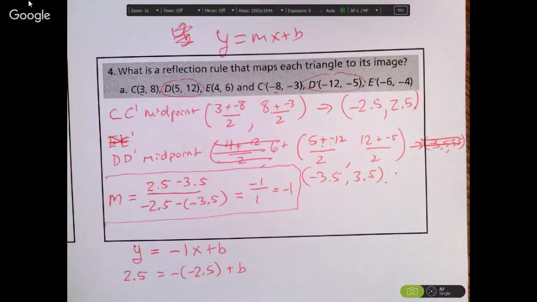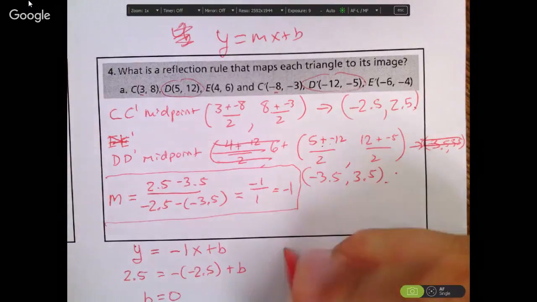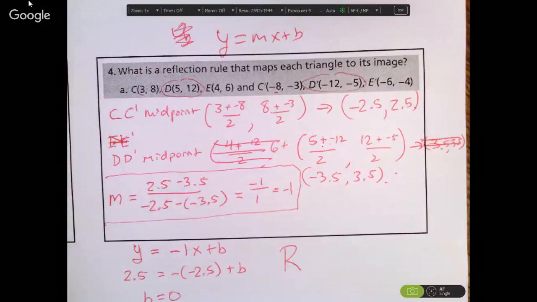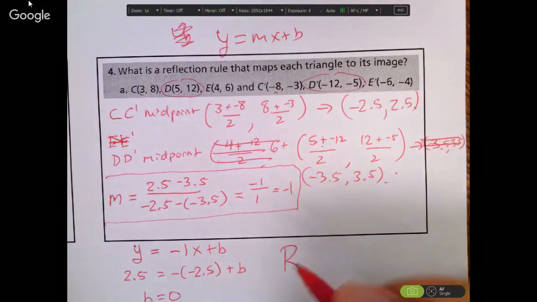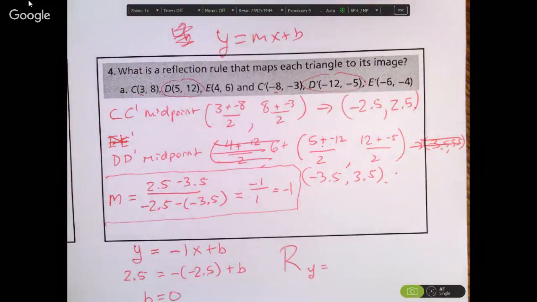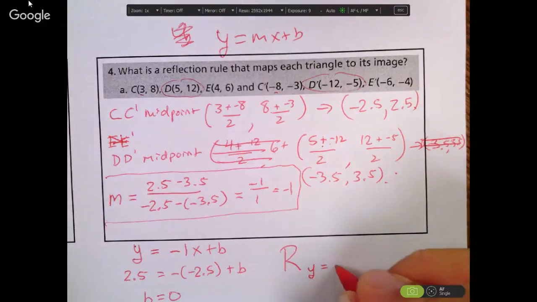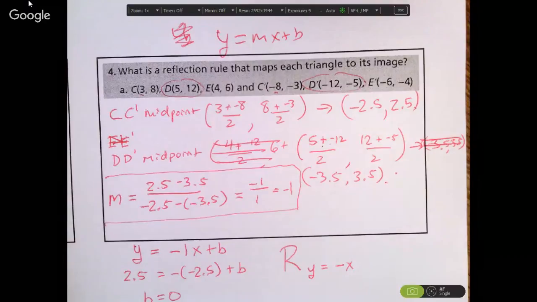It is 0 equals b. B equals 0, or 0 equals B. So then our rule is it's a reflection of y equals negative x. You don't want me to put 1 there? No, don't put 1. Okay. Do you want me to write plus 0? No.